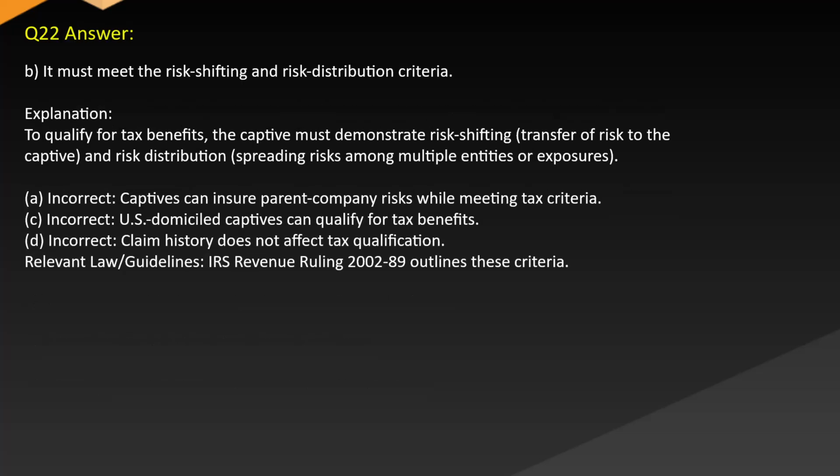Answer: B. It must meet the risk shifting and risk distribution criteria. Explanation: To qualify for tax benefits, the captive must demonstrate risk shifting, transfer of risk to the captive, and risk distribution, spreading risks among multiple entities or exposures. A. Incorrect. Captives can insure parent company risks while meeting tax criteria. C. Incorrect. U.S. domiciled captives can qualify for tax benefits. D. Incorrect. Claim history does not affect tax qualification. Relevant law guidelines. IRS Revenue Ruling 2002-89 outlines these criteria.